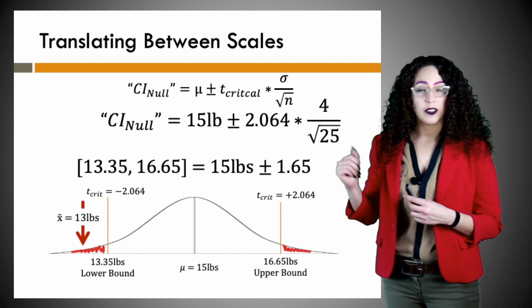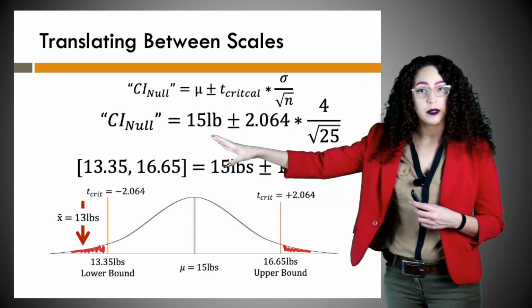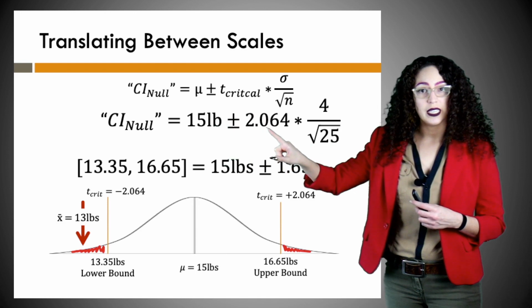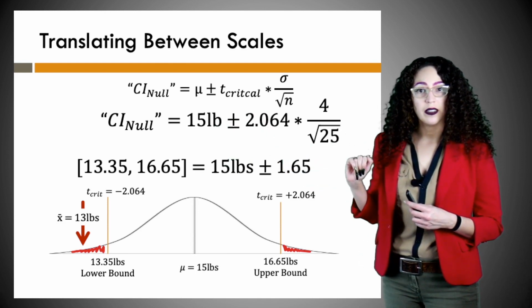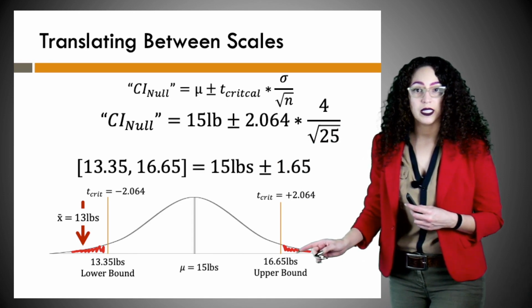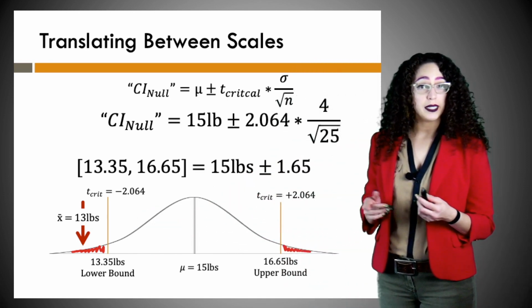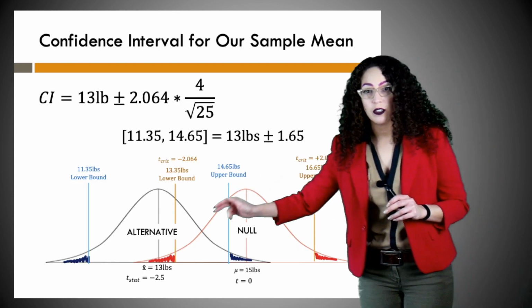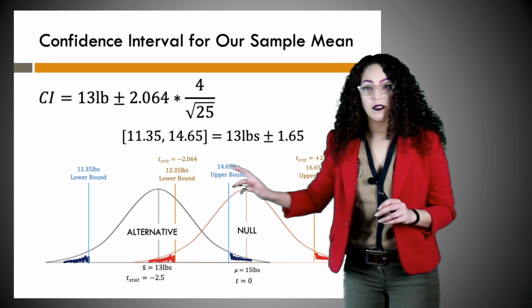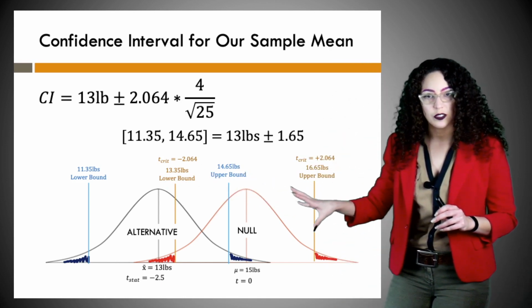So here is our freshman 15 example, where I take the 15 pounds, that's the value we're testing against. We use the t-critical value that we looked up, and we multiply it by the standard error. And you end up with 16.65 and 13.35. And that is how you translate them. Here I am visualizing that confidence interval we put around our null. So we have that 13.35 and the 16.65, and those are the brownish orange colors for the null.